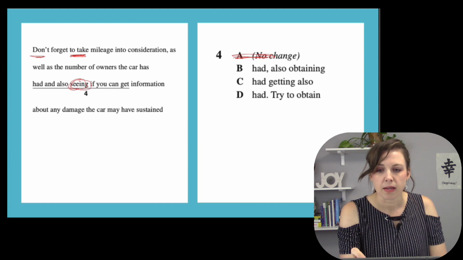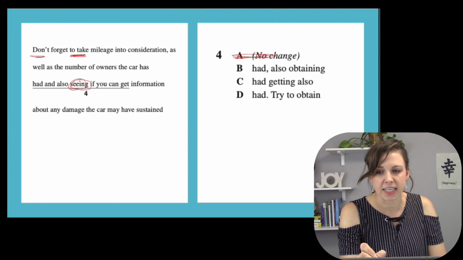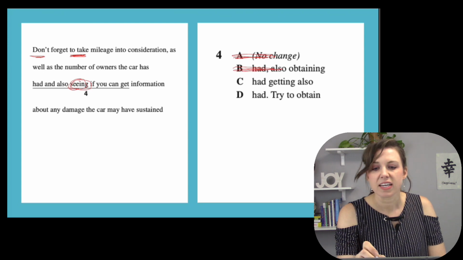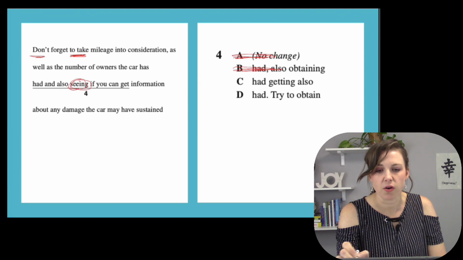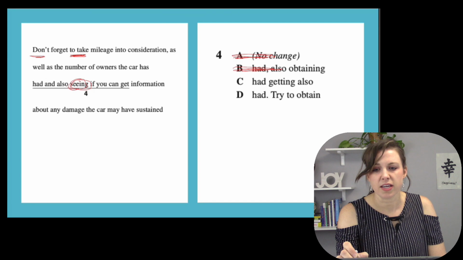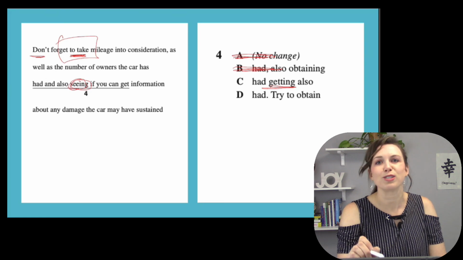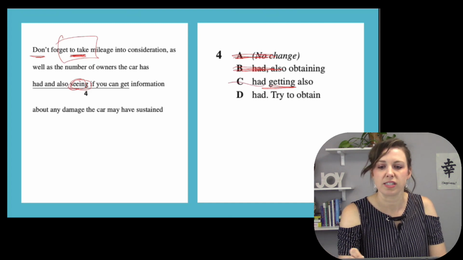So B. "As well as the number of owners the car has had, comma, also obtaining." This would be a comma slice. A comma doesn't belong right there. C. "As well as the number of owners the car has had, getting also the information." Getting doesn't really make sense right there, right? Remember we talked about "getting," and it has up here "to take." So that's sort of changing the context of the verbs. We want to keep our verbs very consistent. So C is not it.